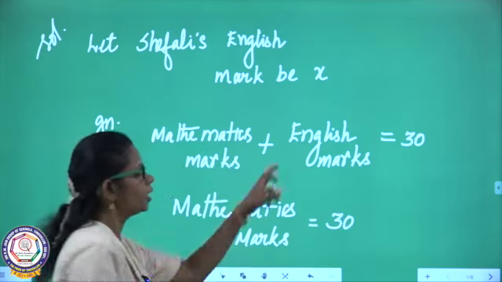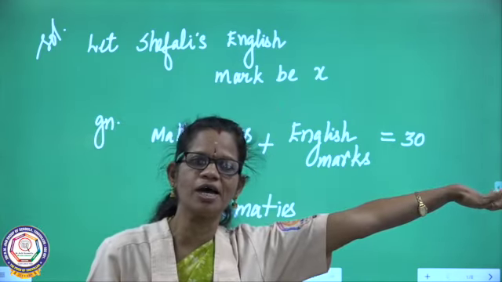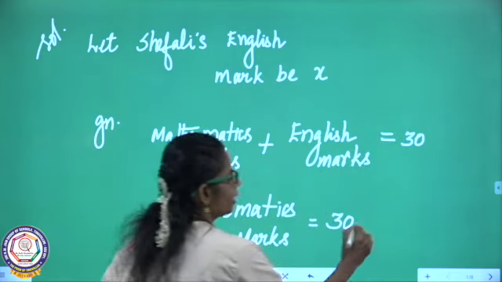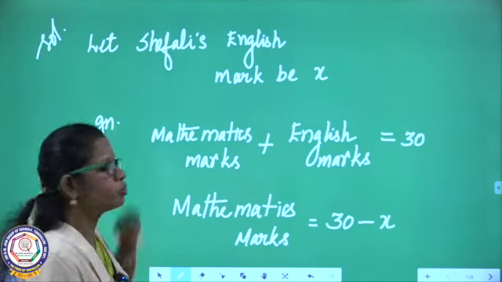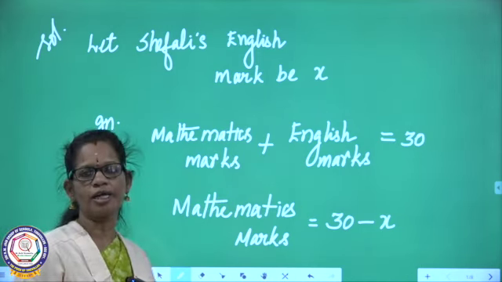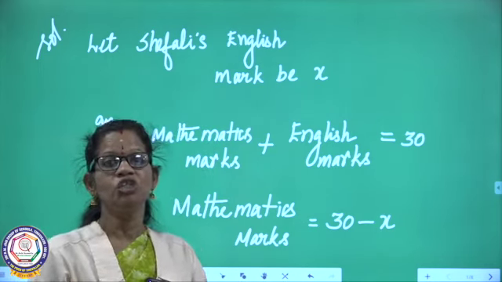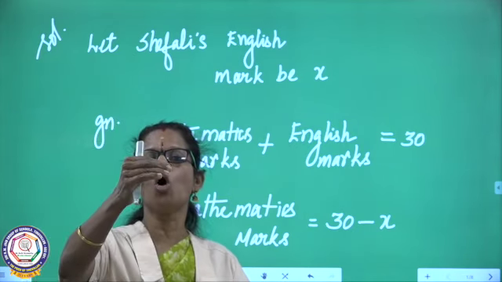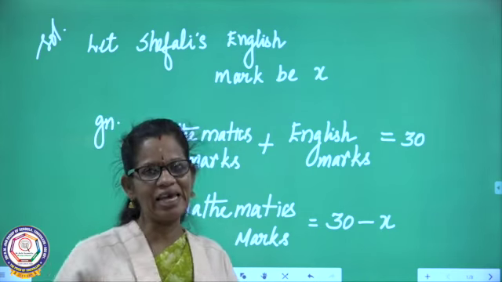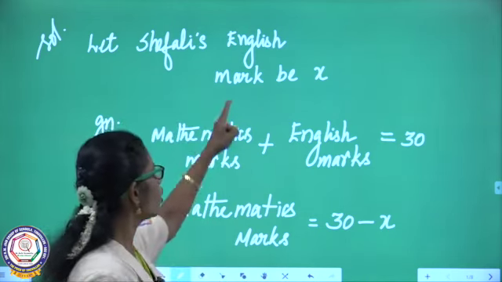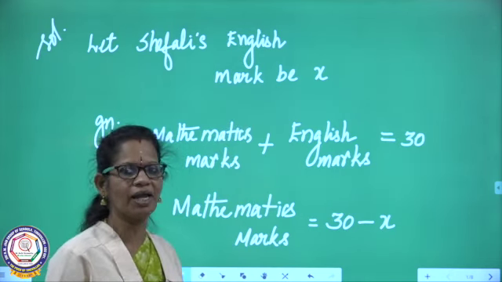30. Here the English mark we consider as x. The plus x, when you shift to the opposite side, right, what does it become? Minus x. Good. Minus x. Now the English mark is x. Mathematics mark is what? 30 minus x. Then the next statement, what did they say? She got 2 marks more in mathematics. 3 marks less in English. At present, what is your English mark? x. What is your mathematics mark? 30 minus x, right?